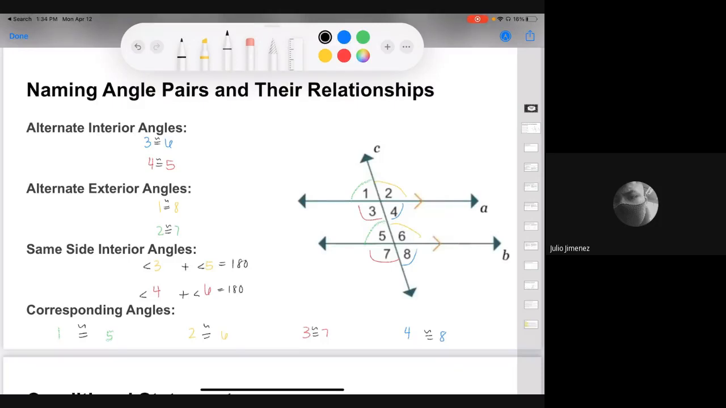Whenever we have two lines cut by a transversal, they create different types of angles, and those angles have special relationships. For example, they're congruent to each other or they're supplementary to each other. But what we're going to be able to do today is look at these relationships, and given that these things are true, prove that the two lines cut by a transversal are parallel to each other.